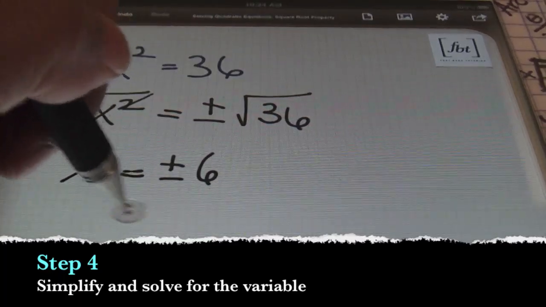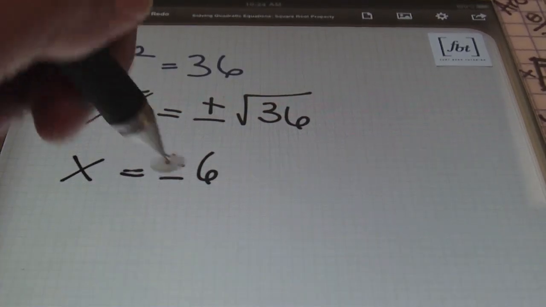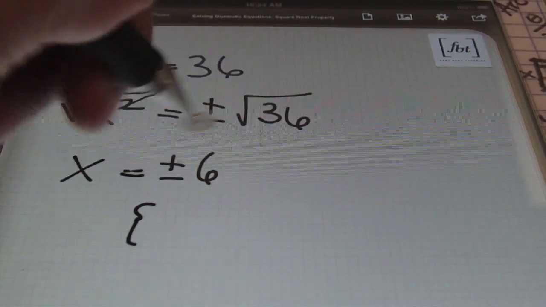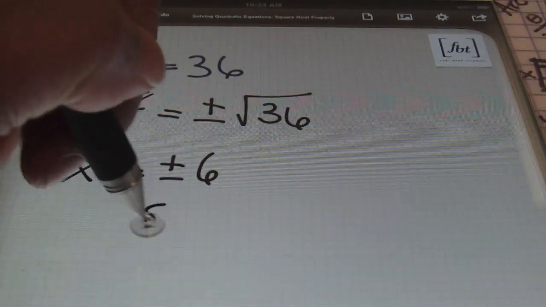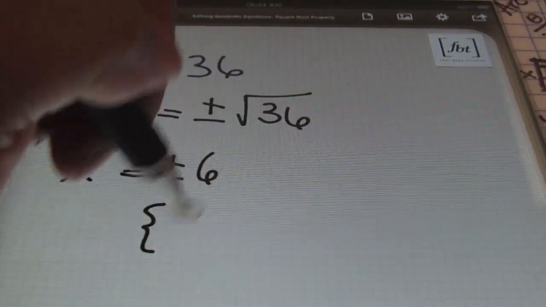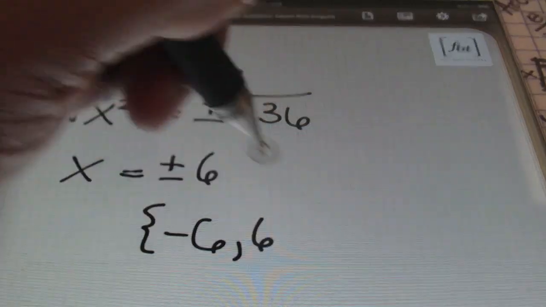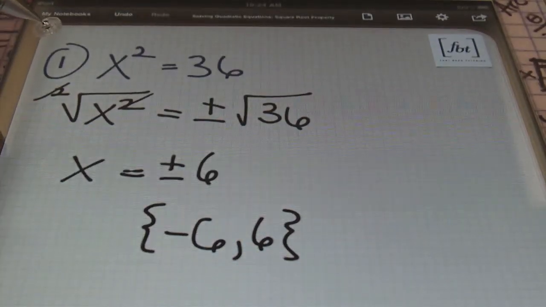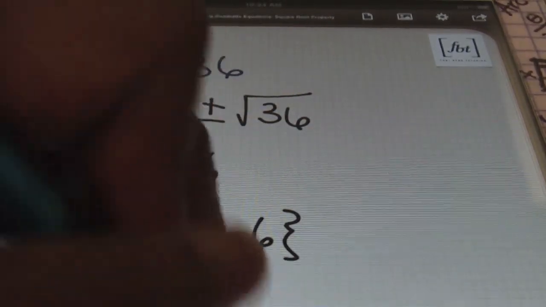So therefore, if I was writing my answer in a solution set, and once again, my braces are not great, so let me see if I can fix my brace. There it is. I'll end up with negative 6 as well as positive 6 as my solution here. And that's going to be my answer.